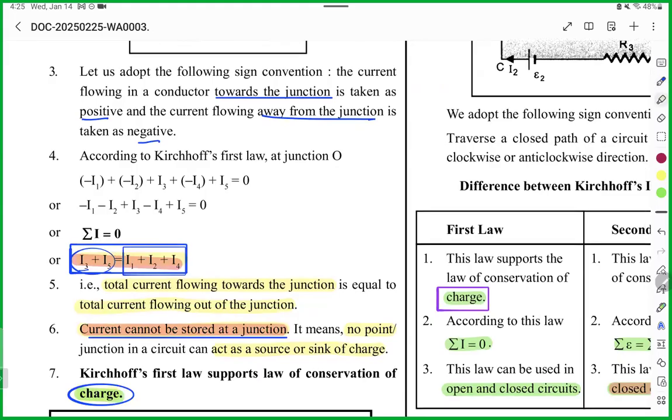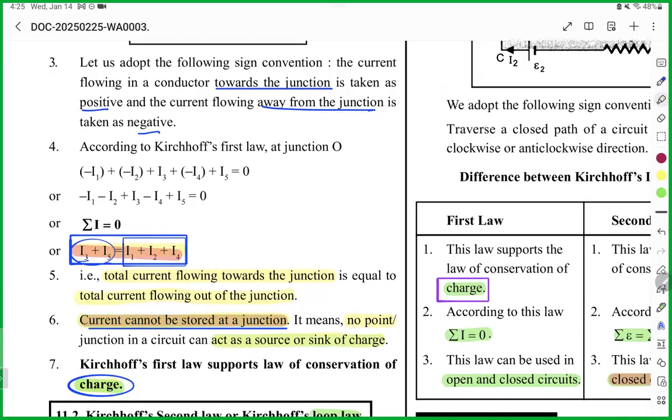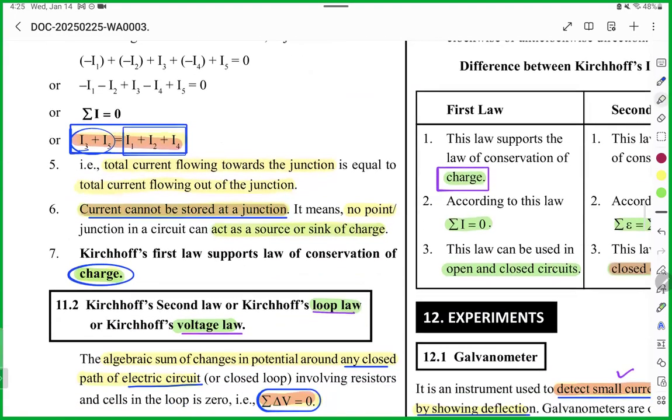And the same thing is happening here. Current cannot be stored at a junction because it does not act as a source or sink. It does not produce charge or absorb charge. Because the total current remains the same, it is the law of conservation of charge.